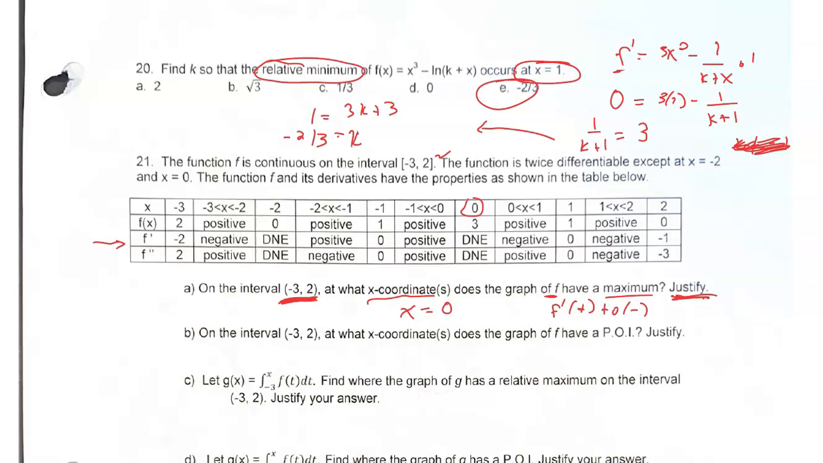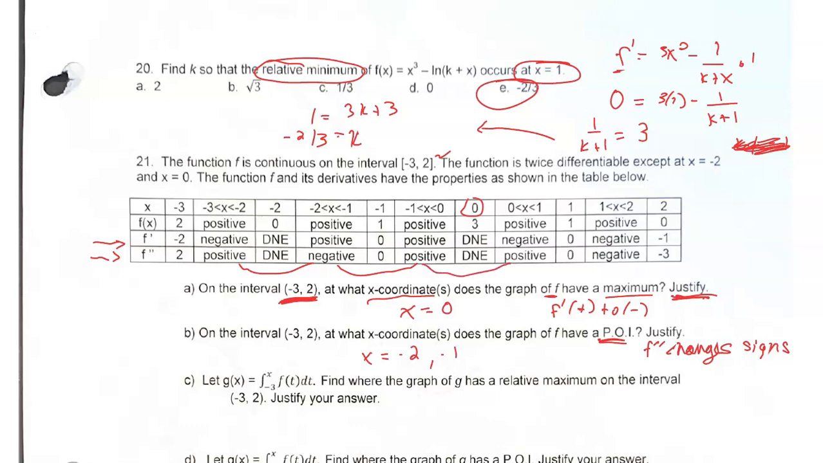B, when does our graph have a point of inflection? So that was going to be, in terms of justifying, when f double prime changes signs. So we go to the f double prime row here, and we want to figure out where we have a sign change. Right off the bat, we get one. We go from positive to negative at x equals -2. We go again from negative to positive at the x value of -1.